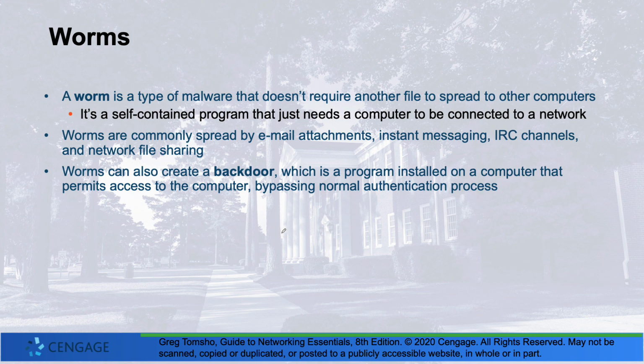A worm is a type of malware that doesn't require a file. It stays in the memory of the computer. So it's a self-contained program that just needs a computer connected to the network. That's how worms spread, over the network. They don't spread through disks. They don't spread through files being copied from system to system. They stay in the memory of the computer, and if the computer is connected to the network, it finds vulnerable systems and it travels over the network to those systems.